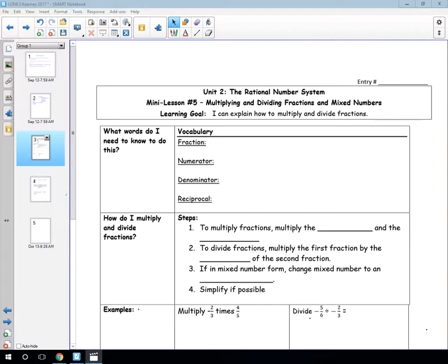Everybody's gonna know how we're dividing fractions. Keep, change, flip, yeah, that's the action.